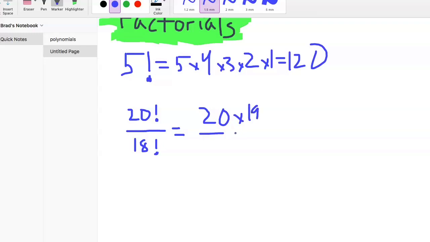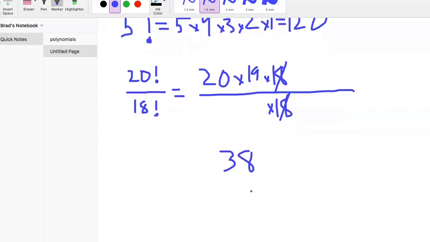Because 18 is going to be in the numerator and in the denominator, right? And 18 divided by 18 is 1. So these you can just cross out, and it'll be the same for 17 and 16 and 15 all the way down to 1. So really all we need to do is know what 20 times 19 is. If you do that math, 20 times 19 is 380, and that's your answer.